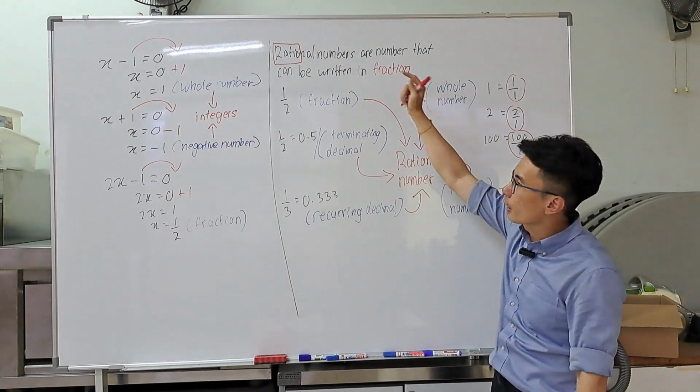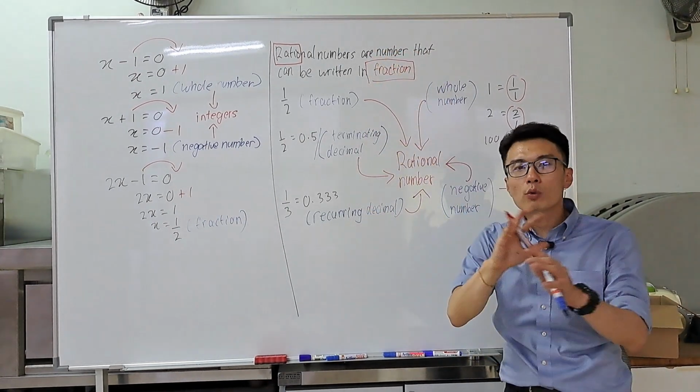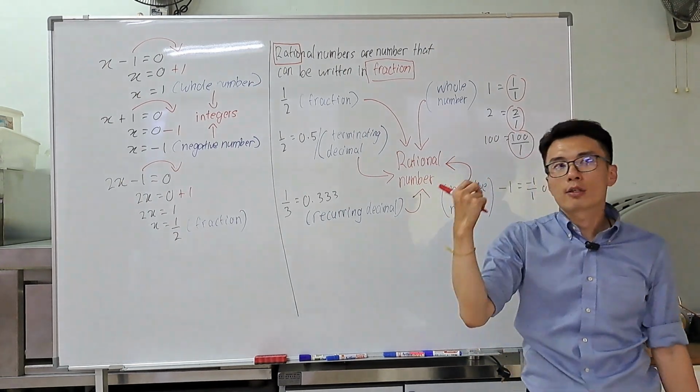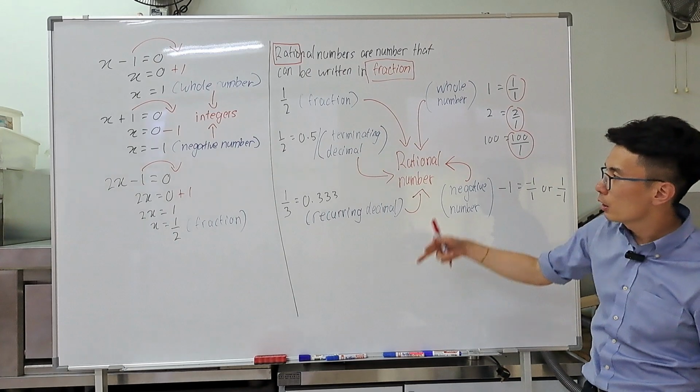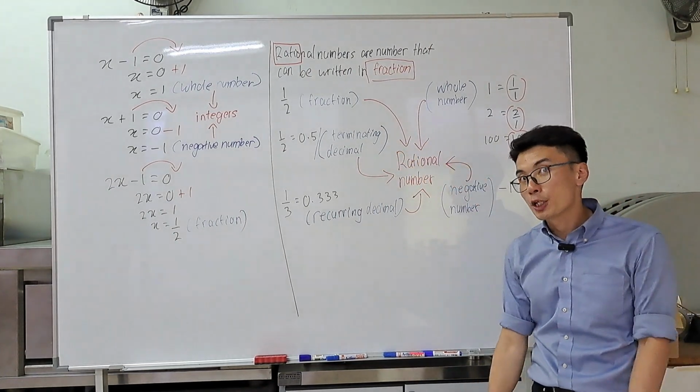So what are rational numbers again? They are numbers that can be written as a fraction. It doesn't matter what fraction it is, proper fraction, improper fraction, or mixed number. As long as it can be written in the form of a fraction, it belongs to this big family of rational numbers.